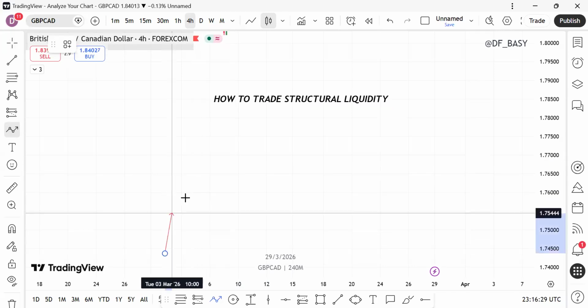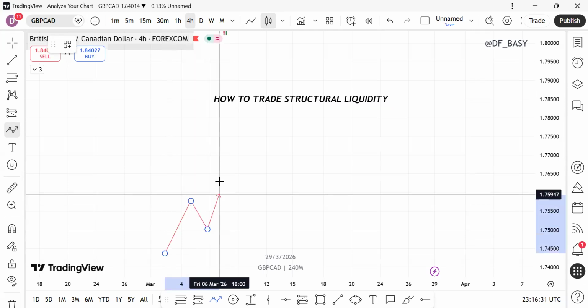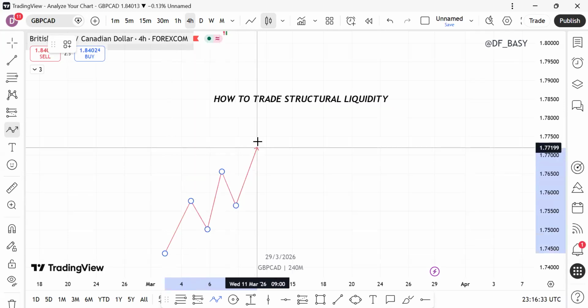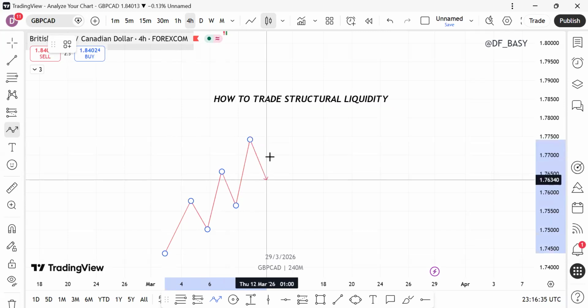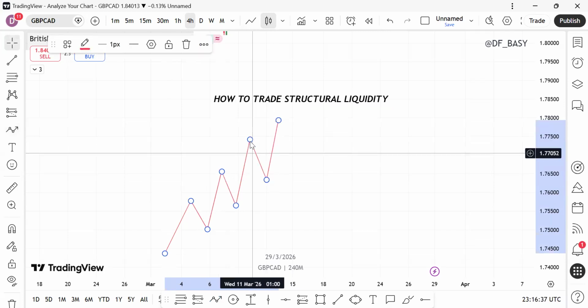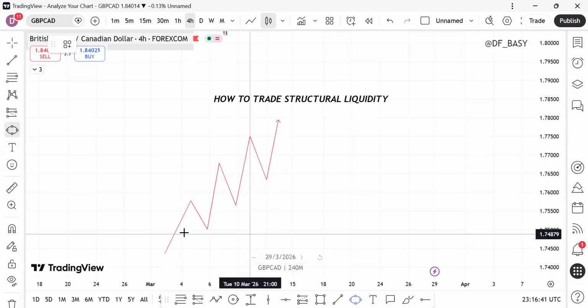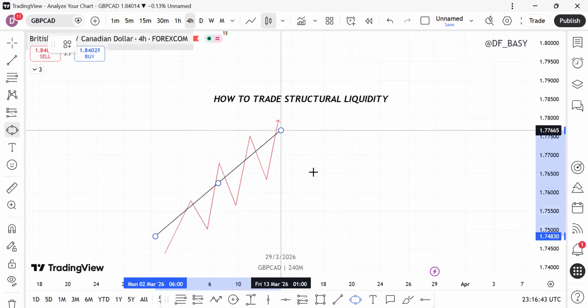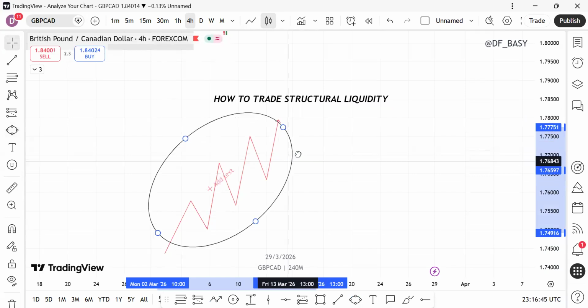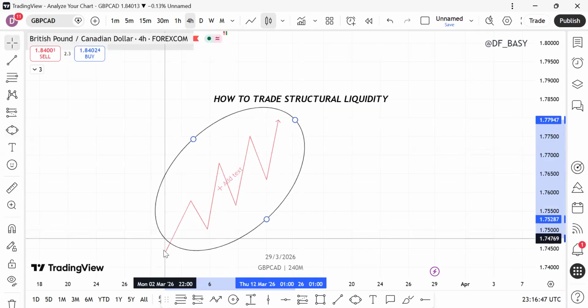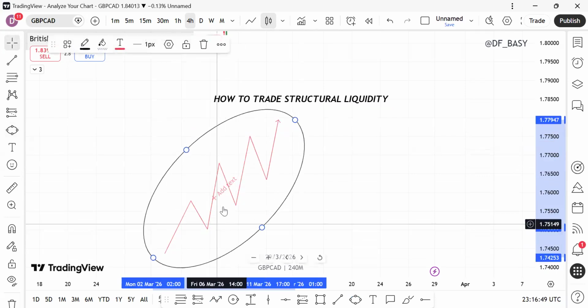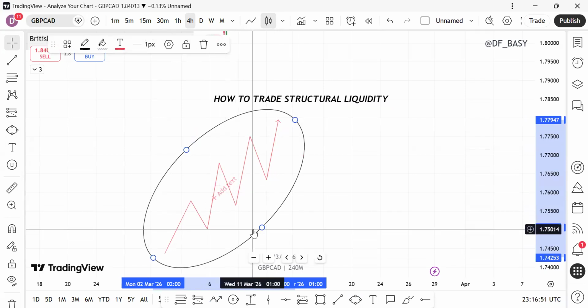We all know that the market moves, creating higher highs, higher lows, and so on. This is basic market structure. But inside all of this, there are structures, and inside those structures, they create liquidity from one swing point to another. Hence, the name structural liquidity.